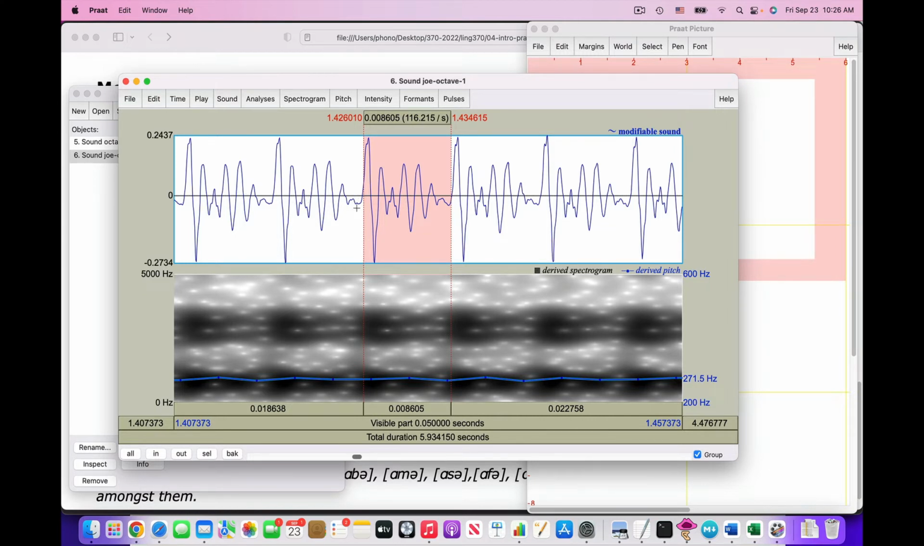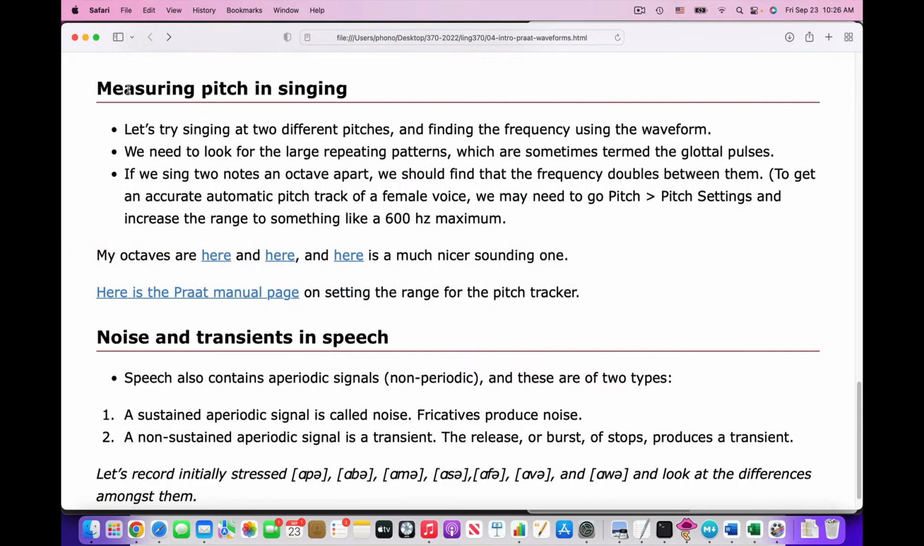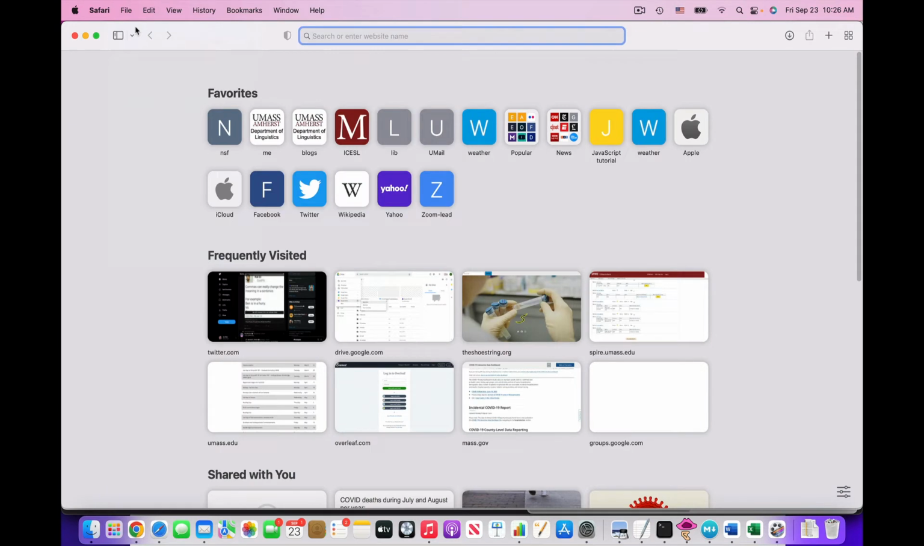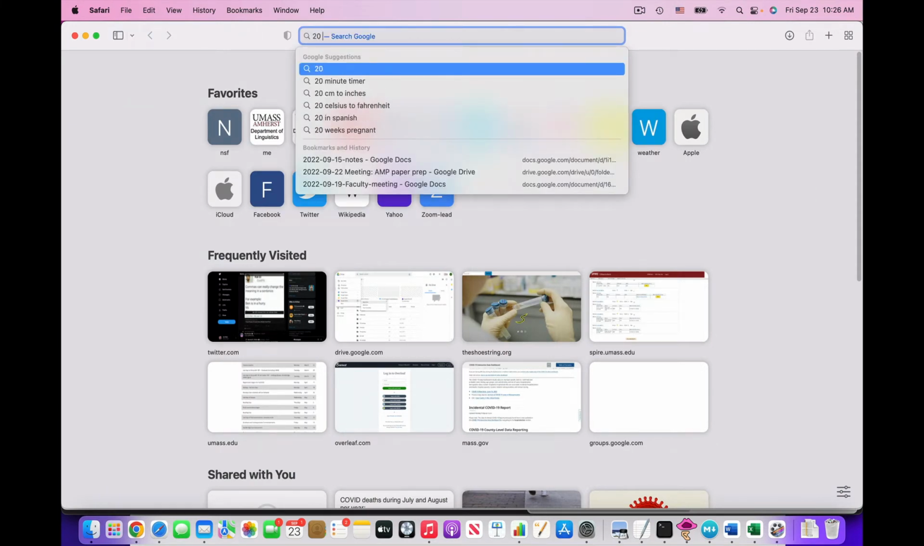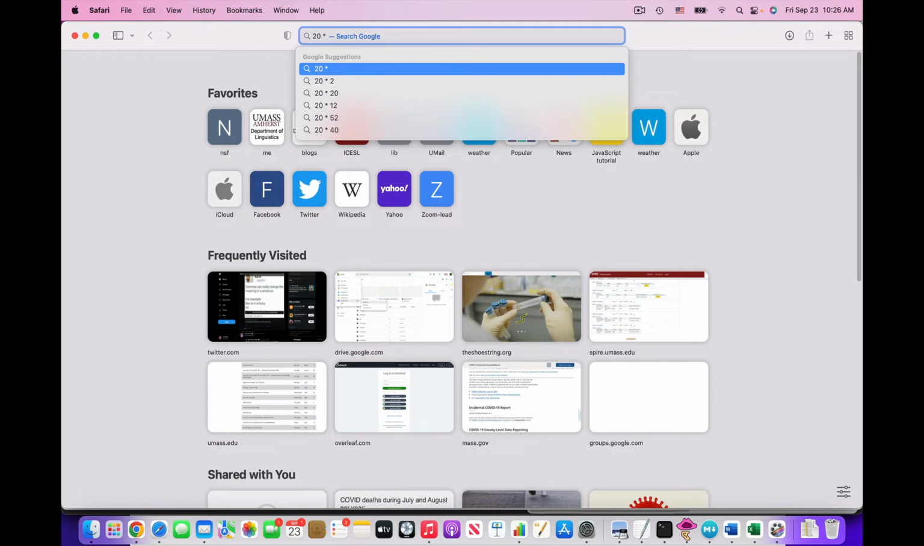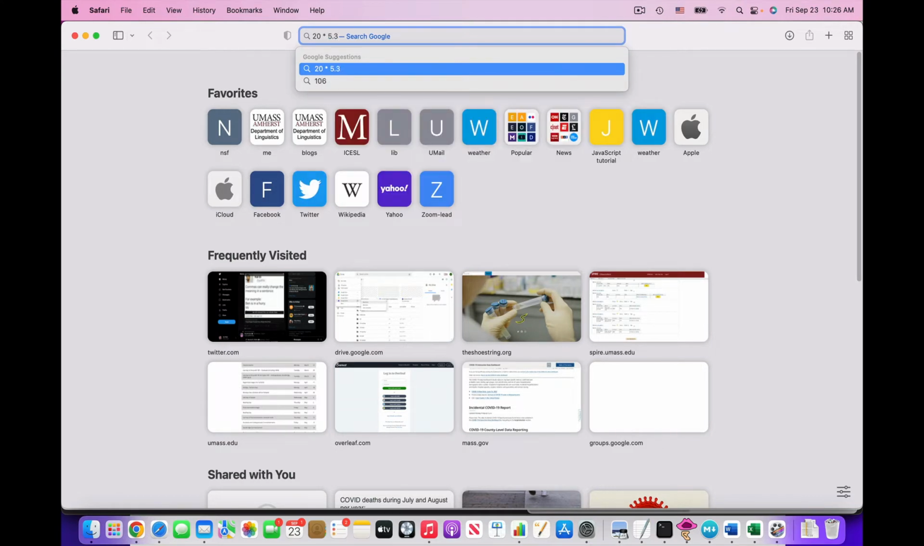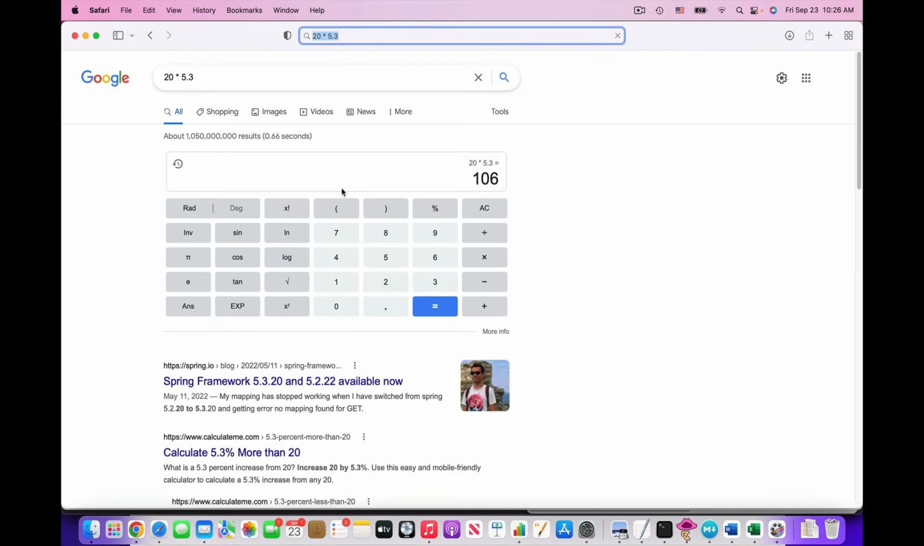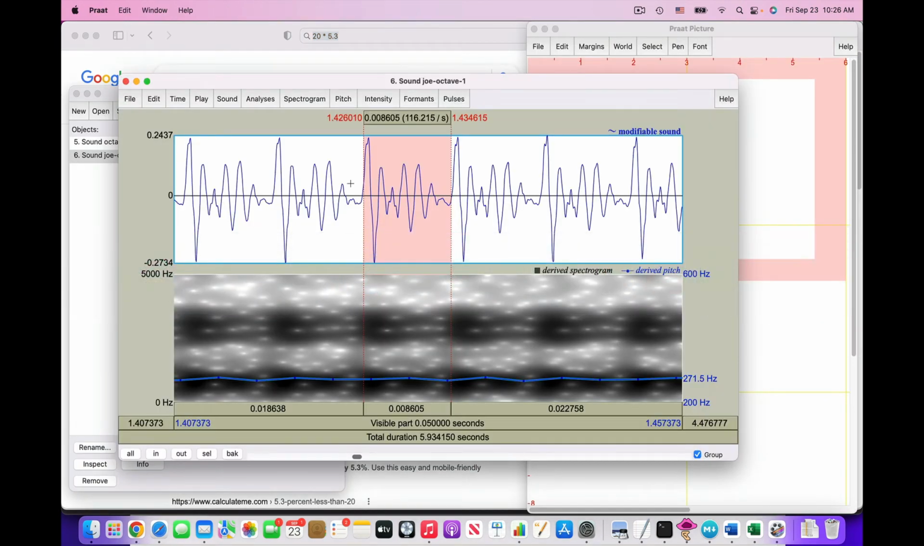And so the way we figure out what the pitch is, is by multiplying by 20 to get the number of cycles per second. And so 20 times 5 and a third, well, we could just check that. This one's relatively easy, but some other cases will be harder. 20 times, say 5.3 is 106. So that part is at a pitch of 106 hertz.